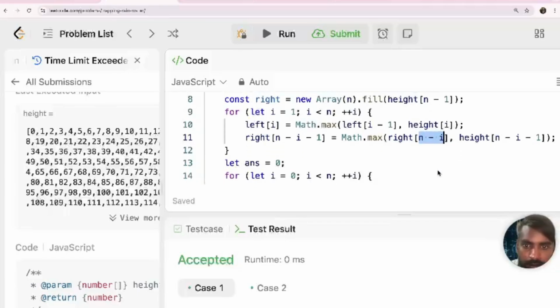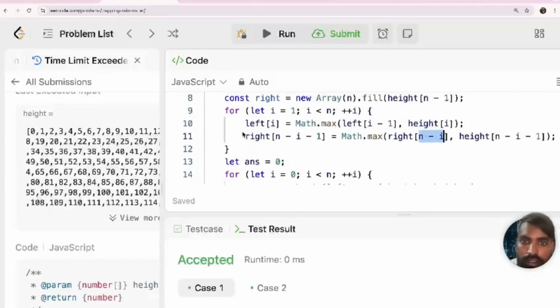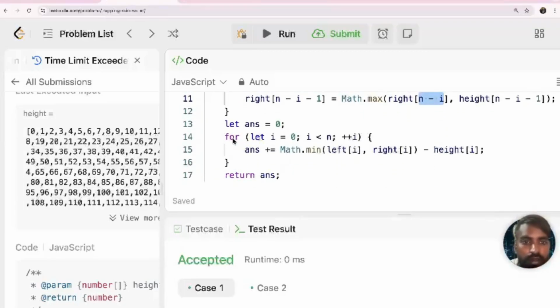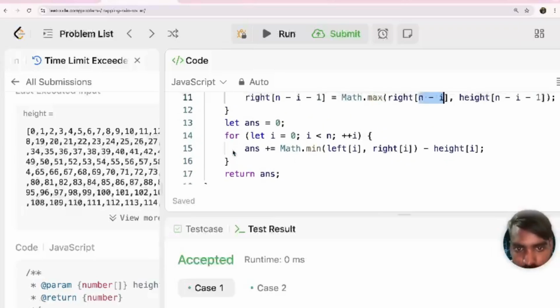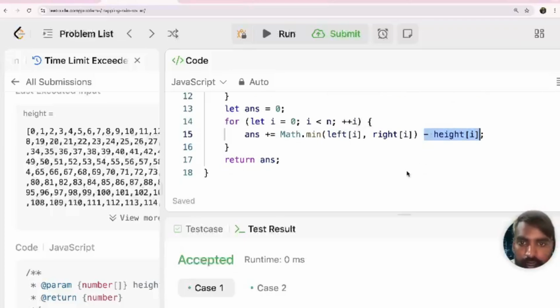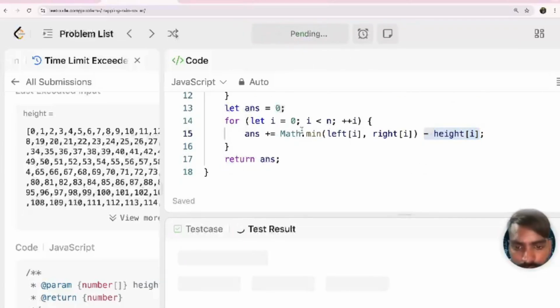Next, the calculation. Because we used separate loops, our complexity will be n only, whereas before we had n square. So let answer equal 0, and I start with i equal to 0, i plus plus until n. And here I do the same thing as previously, Math.min, since I already calculated all the indexes of left and right, and I subtract the height array and return that. Let's try running this.